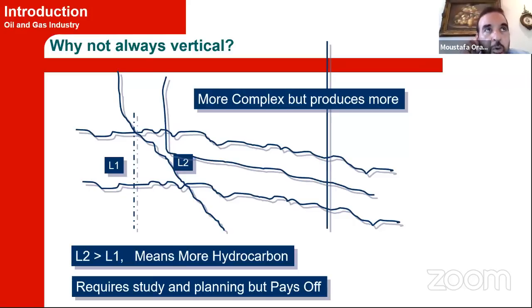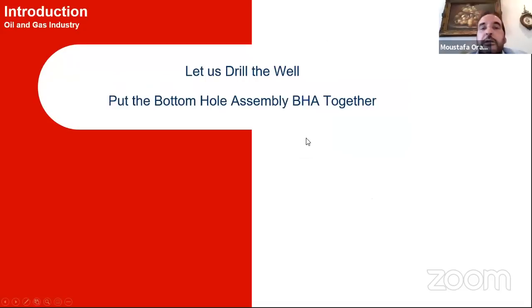Actually, horizontal wells, or the lateral wells, are probably the major way of producing now in the oil and gas industry. But again, it requires lots of studying, lots of assurance that the hole will be stable and there's no problem to the reservoir or the well itself, okay? All right, so now we decided what type of well we will go for: vertical well, deviated well, horizontal well. Now, let's drill the well.